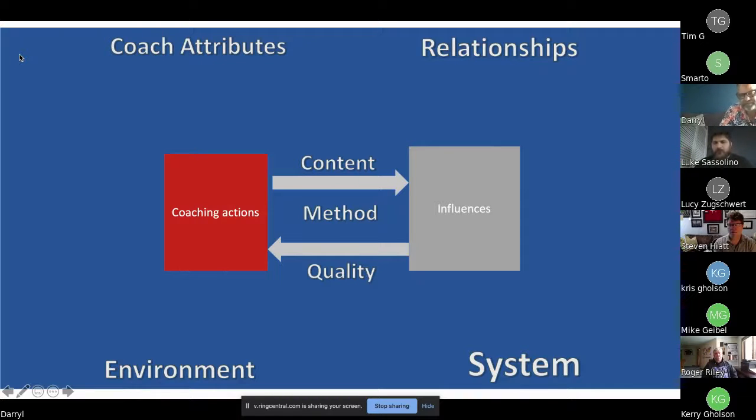Okay, and the last little thing, which is the area I'm going to talk a little bit more about today, is the system. So systemizing everything gives people security. If they know how things work and how things happen, then people tend to feel a lot more comfortable. Okay, and then in the middle there's basically just a little diagram there, your coaching actions, the content that you've got, the method you use to deliver that content. So that becomes a little bit about your pedagogical processes that creates the influences, and you get the quality and results coming back the other way.